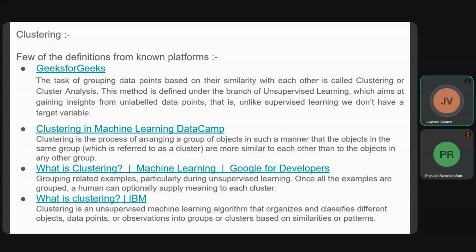And we can then name or give an intelligible meaning to the clusters. Then, according to IBM, clustering is an unsupervised machine learning algorithm that organizes and classifies different objects, data points, or observations into groups or clusters based on similarities or patterns.